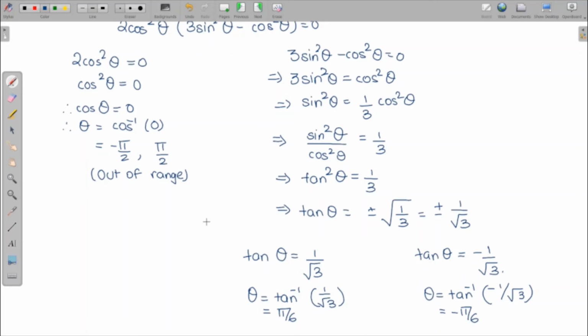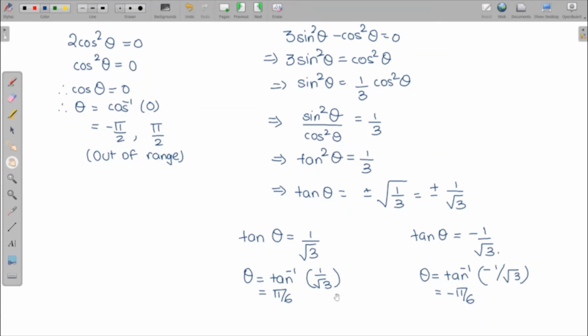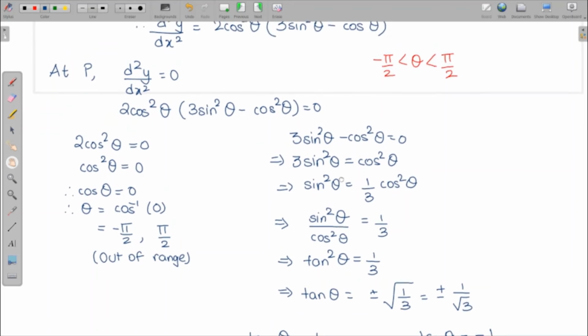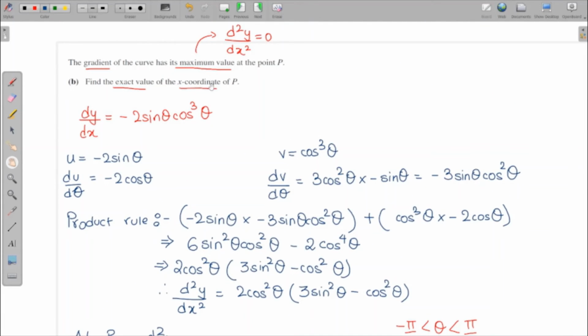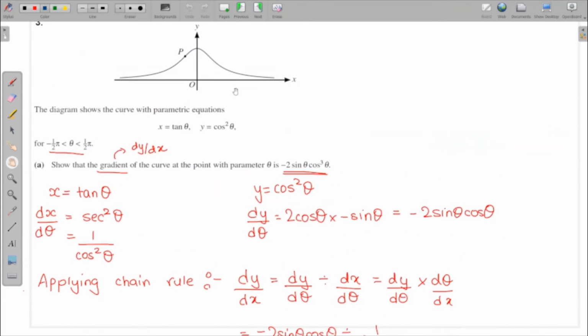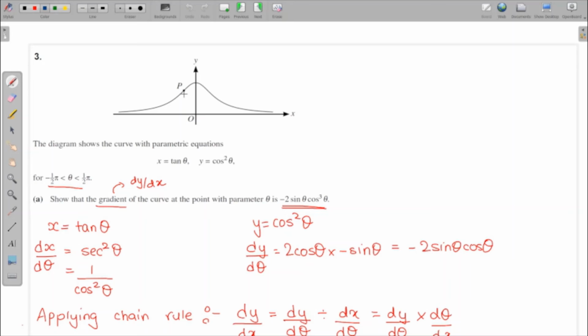Okay, so as we can see, both of these values are within this range. But let's look at the question again. So we have to find out the x coordinate of P, and where is P in that curve? So P is out here. That means this x coordinate should be a negative value because it is falling to the left of this y-axis.